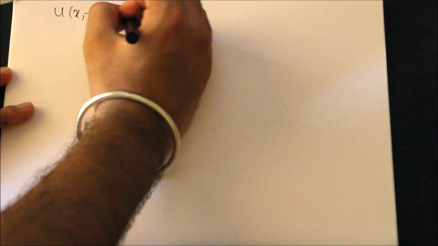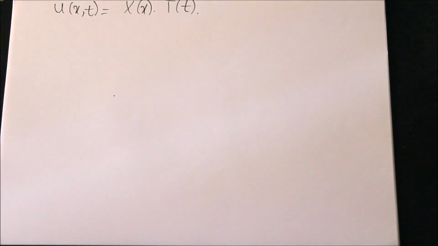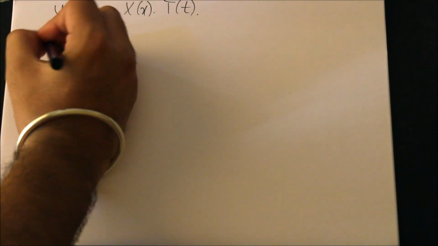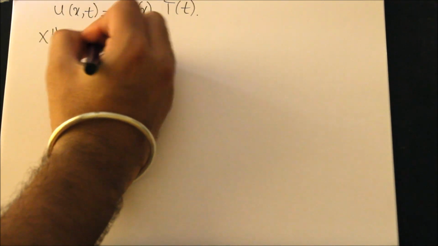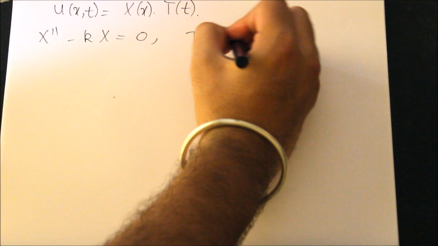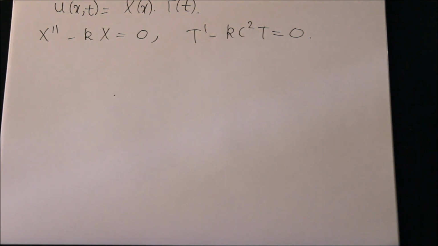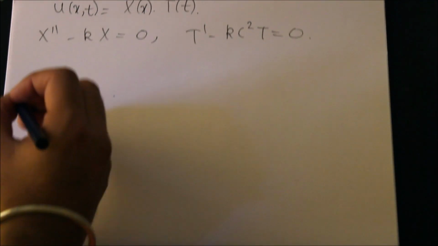If you recall, our u of x,t was nothing but X of x into T of t. We did the variable separable, and from there we got two equations. Those two equations were X double dash minus kX equal to 0 and T dash minus k c square T equal to 0. I'm taking this part from there. Then we took the help of the boundary conditions. Now here what do we have?